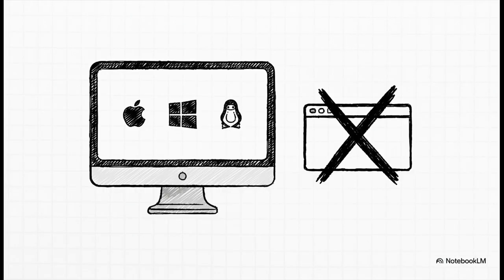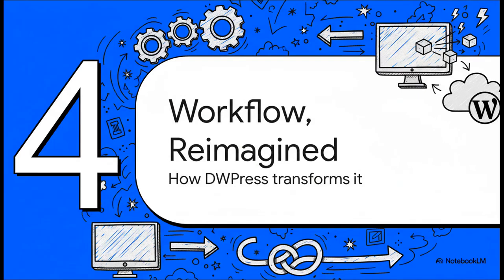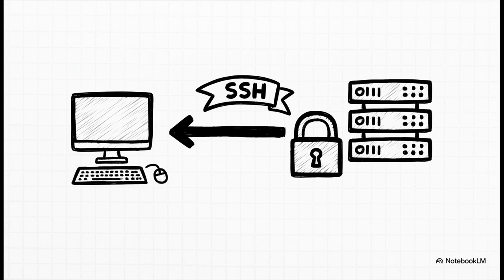And here's what makes it really different. DWPress is a local-first application. It runs on macOS, Windows, and Linux, right on your machine. The best part? No browser needed. It's a dedicated, focused app, not another tab to get lost in. All right, let's look at how DWPress completely reimagines your workflow and transforms that painful process into something you'll actually like. First up, you connect once, and you can manage forever. You just point DWPress at your servers using SSH one time, create your projects, and that's it. You're done. No more logging in over and over and over again.